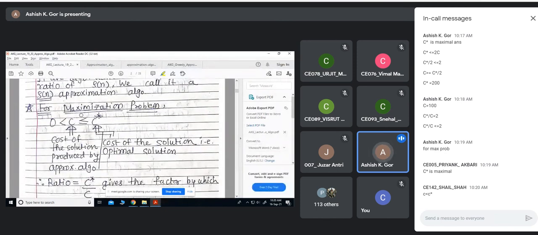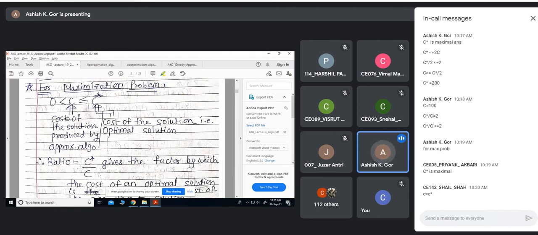So for a maximization problem, the optimal solution is C star, and we definitely know the optimal solution for a maximization problem is greater than or equal to the approximate solution. Which means both are greater than 0, assuming the cost of the solution produced by the approximate algorithm. C star, cost right now you assume is a profit kind of thing. So C star is a maximum value, the optimal value.